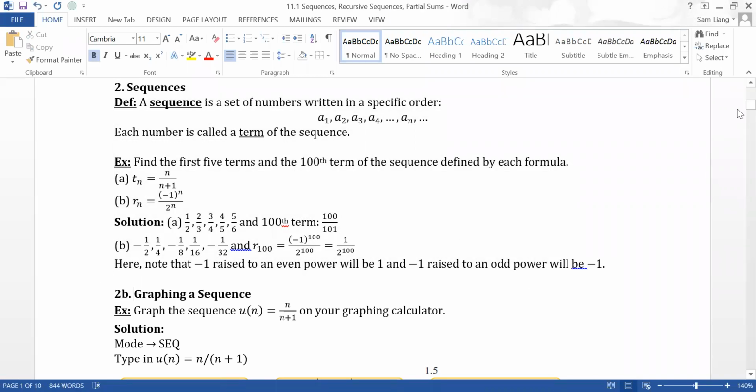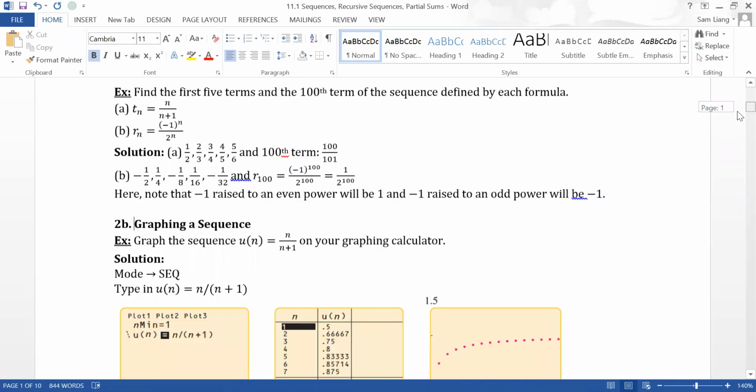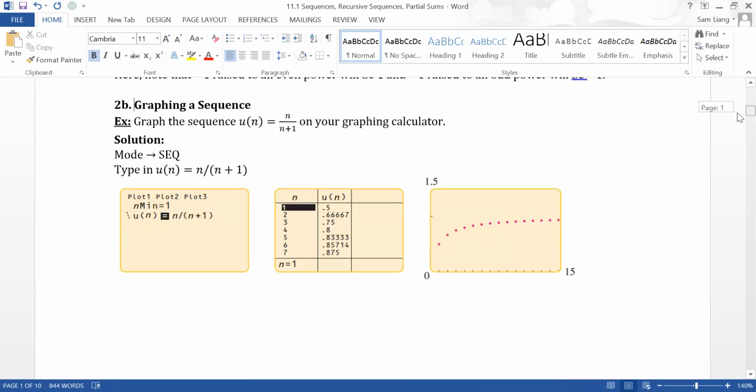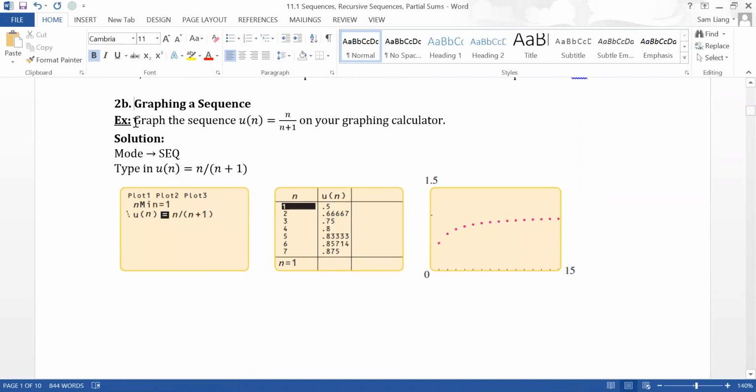So next we're going to talk about how to graph a sequence, and you can actually do so using a graphing calculator. So here we're going to graph the sequence u of n equals n over n plus 1. So that was part A in the example on your graphing calculator. Okay, so this is going to be with regard to the TI-84. And let me change the screen share.